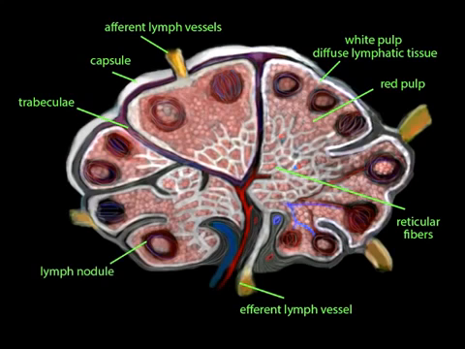Lymph nodules contain germinal centers where rapid mitosis of lymphocytes can take place in response to foreign invaders found in the lymph. Lymphocytes produced in the germinal centers are released into the lymph and eventually reach the bloodstream, where they can be transported to the tissues.